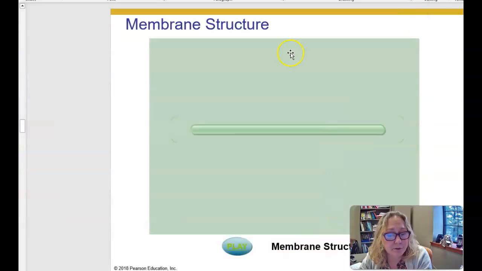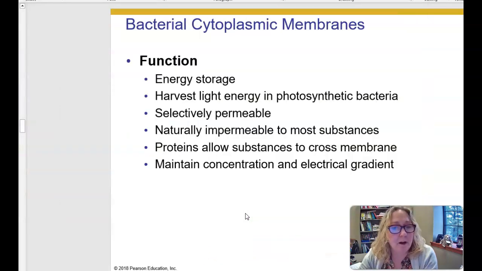That should mostly be a review from Gen Bio, yes. Okay, so again, membranes. What are we doing with them? They're for energy storage, they're for harvesting light, they're selectively permeable. But remember, in micro, we want death. We're trying to get in there and kill that little thing. So how do we get into that membrane and kill it? They're naturally impermeable to most substances, so we want to create a substance that will get in there and kill them. The proteins do allow some cross-membrane activation and ways to get in. So again, we want to know what those are. We want to look at the concentration and electrical gradients so that we know how the bacteria move things in and out.